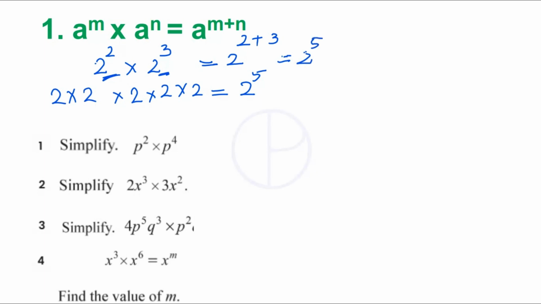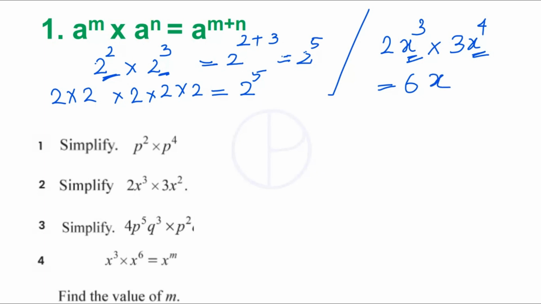Let's look at another example. 2x cube multiplied by 3x power 4. How to do this? First multiply the numbers. 2 multiplied by 3 is 6. Then apply the laws of indices. So the bases are same here. Then the powers can be added. So the power is 3 plus 4, which gives 7.